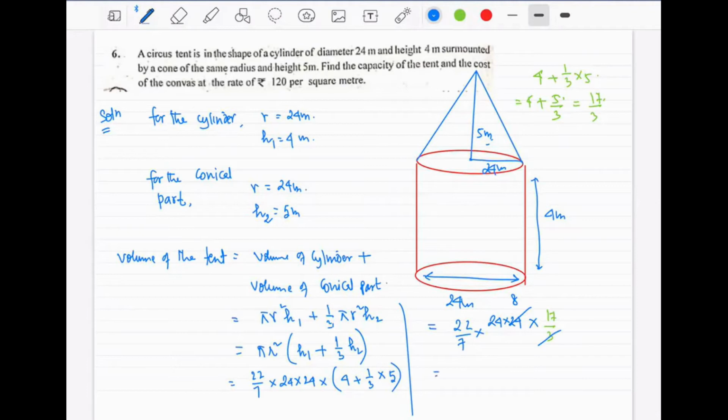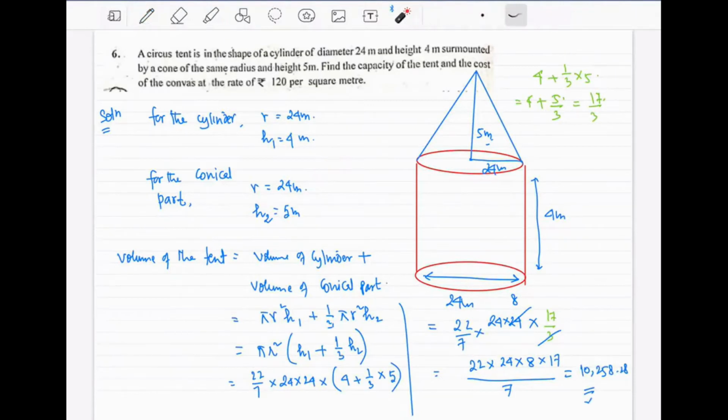So what is left? 22, 24, 8, 17, 7. Now you can multiply and divide. Multiply the numerator, the whole thing. You have to multiply 22, 24, 8 and 17, divided by 7. So this is a huge volume actually. We will have 10,258.28. If I made any mistake, you check it out, okay?